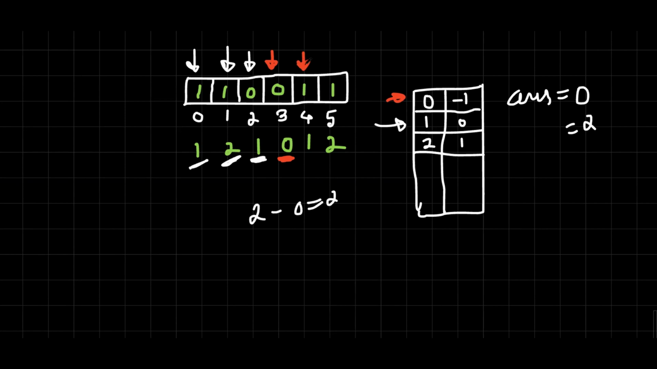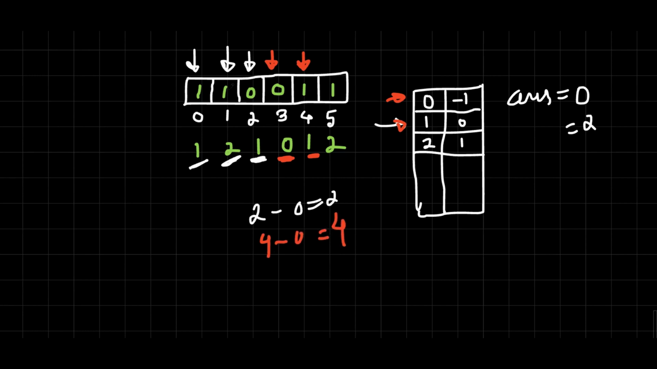Now, suppose we are at this fifth position. Here the net value will be 1. So we have to check whether the value of 1 is presented in the map or not. Yes, the value of 1 is presented in the map, and the first index of this value 1 will be 0. So here the balanced subarray length will be 4 minus 0, which will be 4.